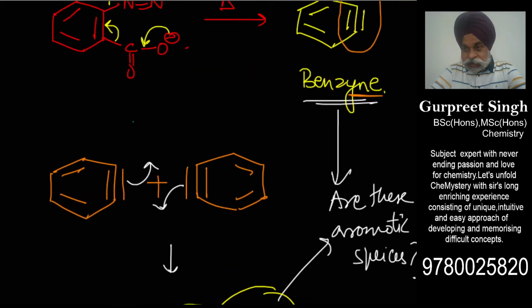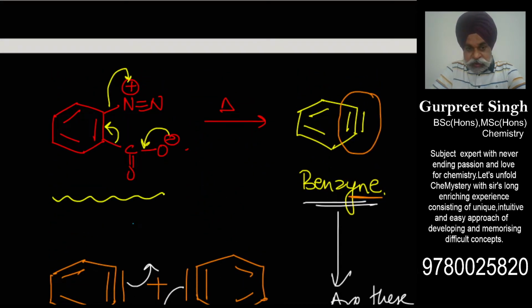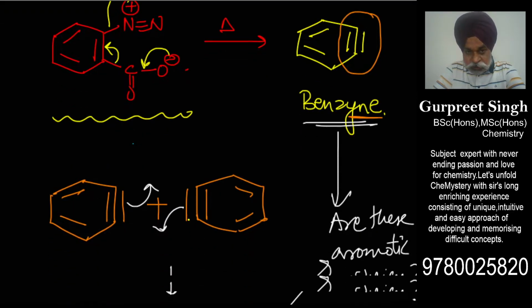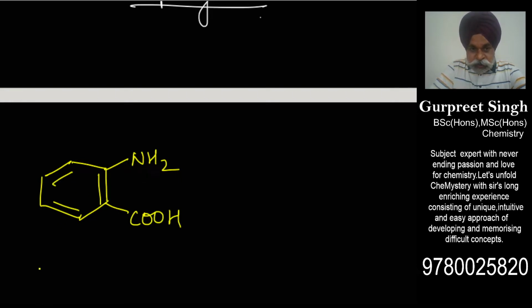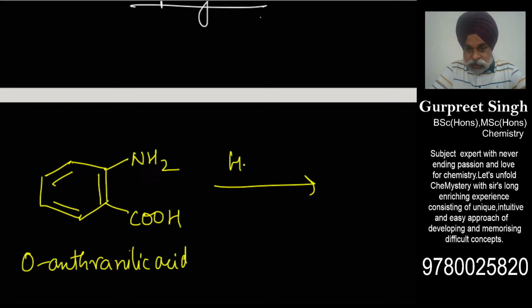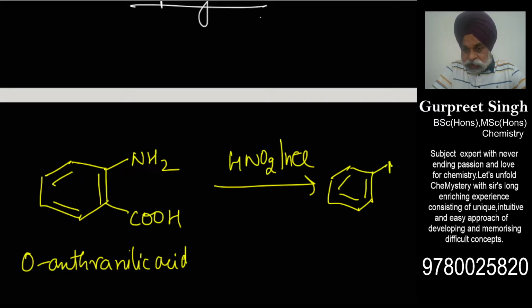And as a matter of fact, this particular species, which we said is benzene diazonium carboxylate, actually is formed from anthranilic acid. Now, what is orthoanthranilic acid? This compound is what you call orthoanthranilic acid. If orthoanthranilic acid undergoes a diazotization reaction, it leaves us with a compound which we refer to as benzene diazonium carboxylate.